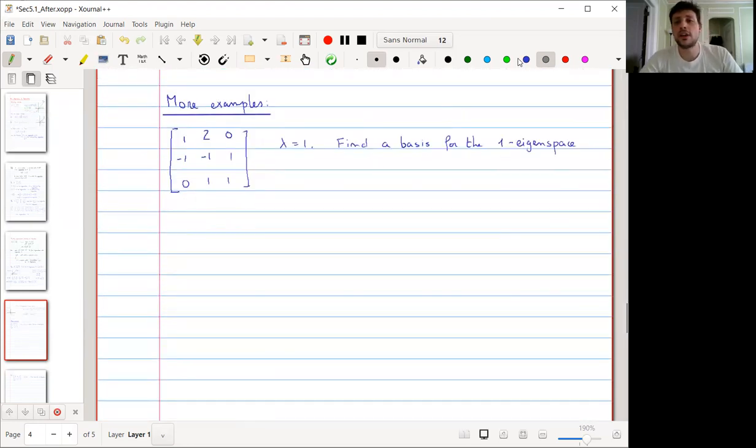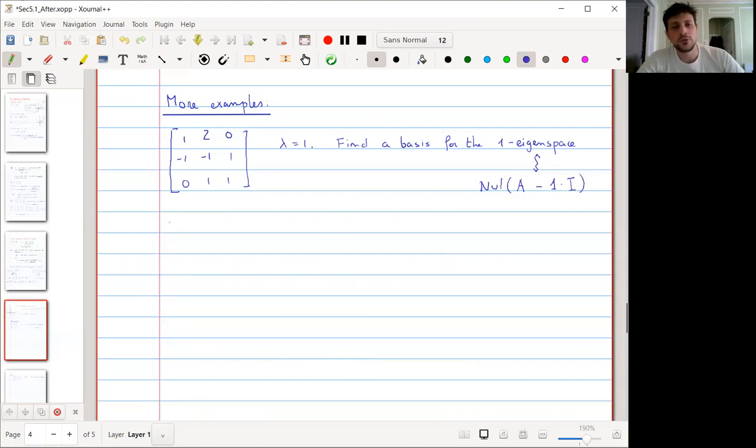Let's do a couple more examples in which we're not just confirming an answer we know, but we'll find something new. Here's a matrix and a given eigenvalue lambda equals 1. We want to find a basis for the one eigenspace. The eigenspace corresponding to 1 is nothing but the null space of the matrix A minus lambda, the identity. Lambda in this case is equal to 1.